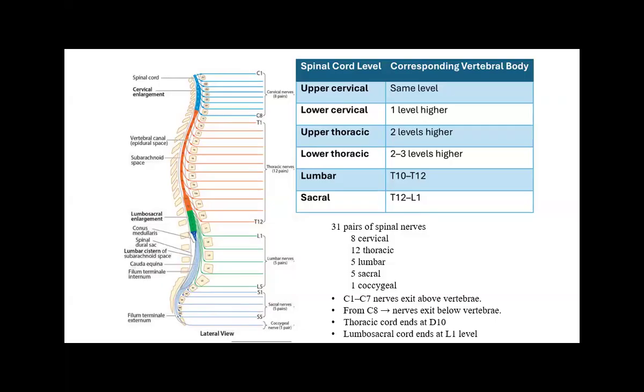The upper cervical spinal segments will be at the same level as the vertebrae. The lower cervical spinal segment will be one level higher than the corresponding vertebral body. For upper thoracic, adding 2, and from D7 to D9 adding 3 to the vertebral level will give the corresponding spinal segment level. D10 vertebra corresponds to L1 and L2, D11 corresponds to L3 and L4, D12 corresponds to L5, and L1 corresponds to sacral and coccygeal segments.